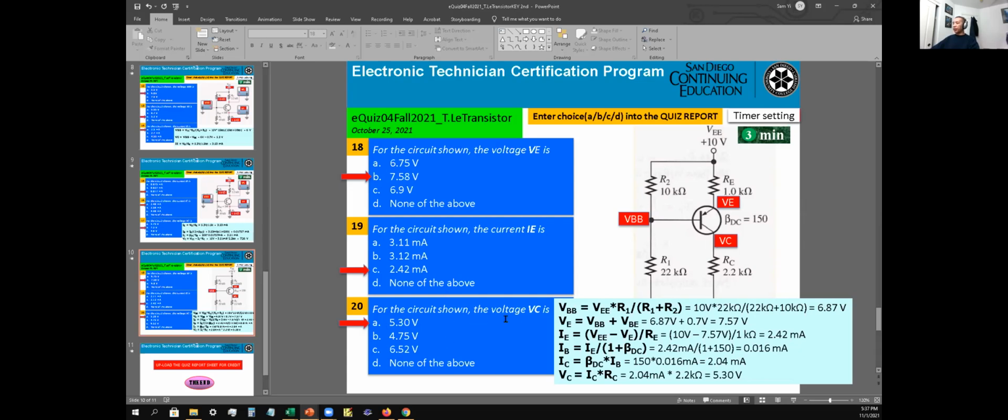For number 20, for the circuit shown, the voltage VC is going to be about 5.30 volts. Like I said, the collector current is approximately equal to the IE, but you can definitely do your calculations. You take the IB times the beta. In this case, beta is 150. So that's what we did here, and that gives us 2.04 milliamps. Then we use that current and multiply it against the resistor, which gives us the voltage at VC, which comes to 5.3 volts. So the answer is A as in apple for number 20.